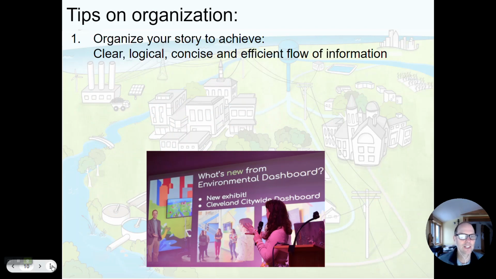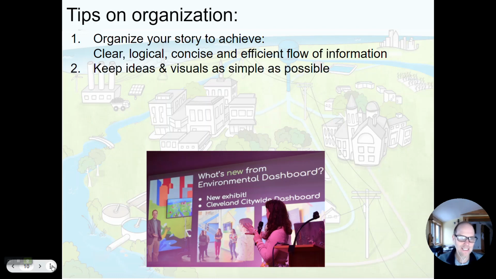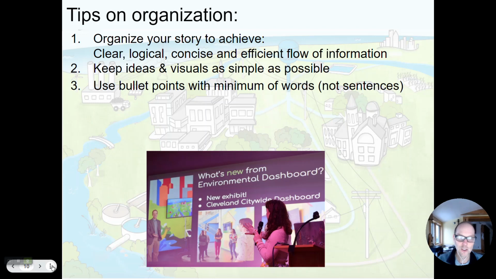Tips on organization. The first one is organize your talk. Think really clearly about creating a clear, logical, concise, and efficient flow of information in which different people in your group are not repeating the same information. Keep ideas and visuals as simple as they possibly can be. Use bullet points with a minimum of words on them. Don't use full sentences.